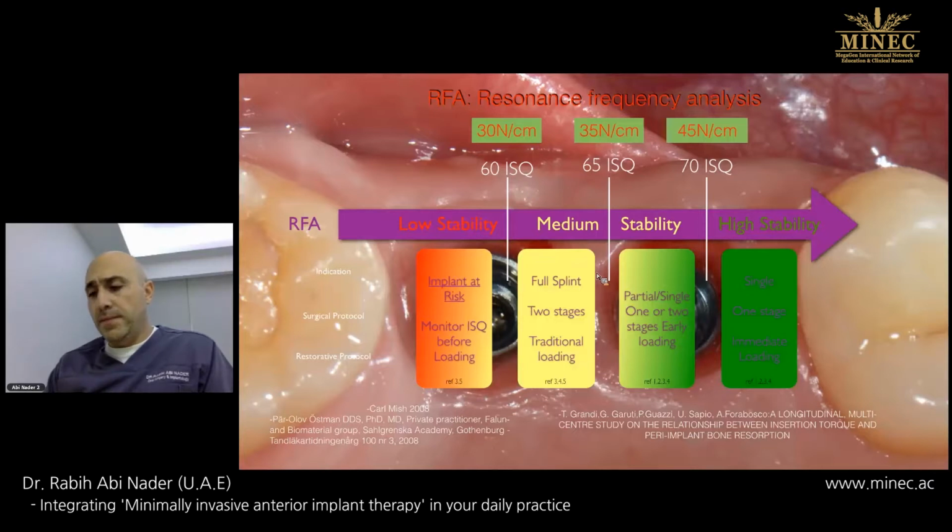So this is like a summary of many studies about ISQ, is that the average is 65 ISQ. You need to have more than 65 to be really comfortable to load your implant. If you have less than 60, this is like a low stability. And you can also add on top the value of the insertion torque. The ideal is to have 45 Newton centimeter and more than 70 ISQ, then you can have really peace of mind when you load your single implant. 35 Newton centimeter and 65 ISQ is still acceptable, but you have to be also careful and give all the right instructions to the patient.